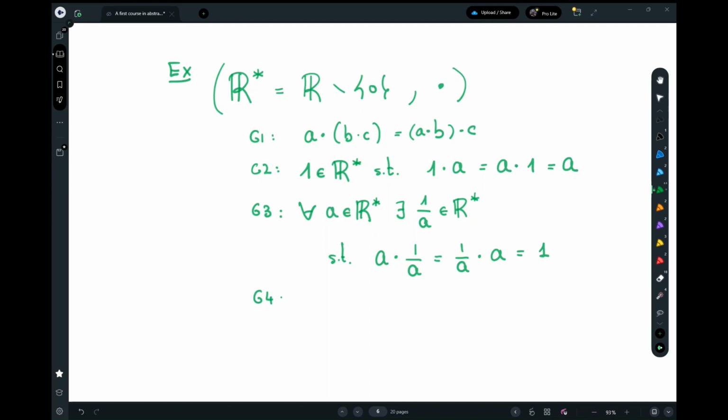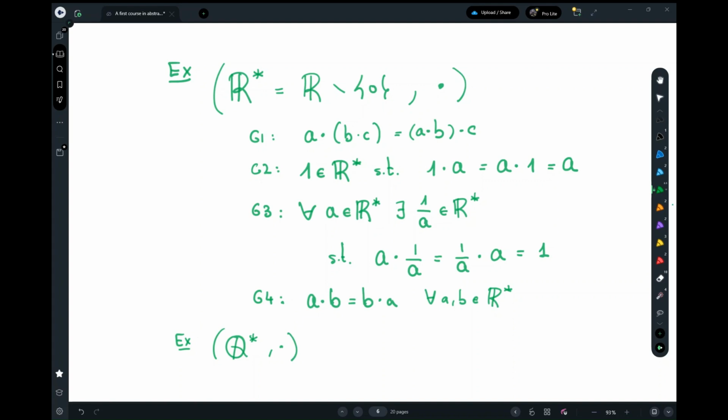And I also have the commutativity. A times b is always b times a for any non-zero real numbers. So we also have that this satisfies all those four properties. And similarly, you can do the same thing with actually just non-zero rational numbers and their multiplication. They also satisfy the same property.